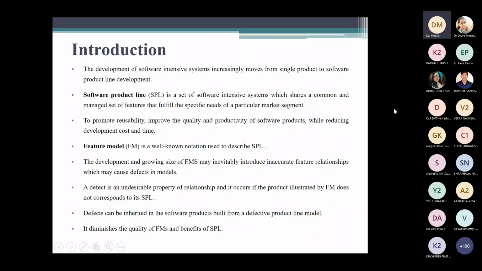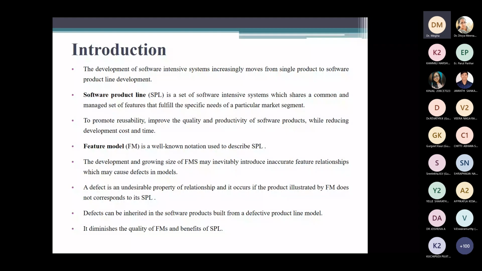a single software product, the companies have adopted the software product line approach. This approach lets companies generate mass production of software products instead of single product development, with reduced development cost as well as time and with enhanced quality of software products. Before I proceed with the topic, the very first thing is to understand what a software product line is. Basically, it's a set of software intensive systems which share a common and managed set of features which fulfills the particular needs of a market segment.